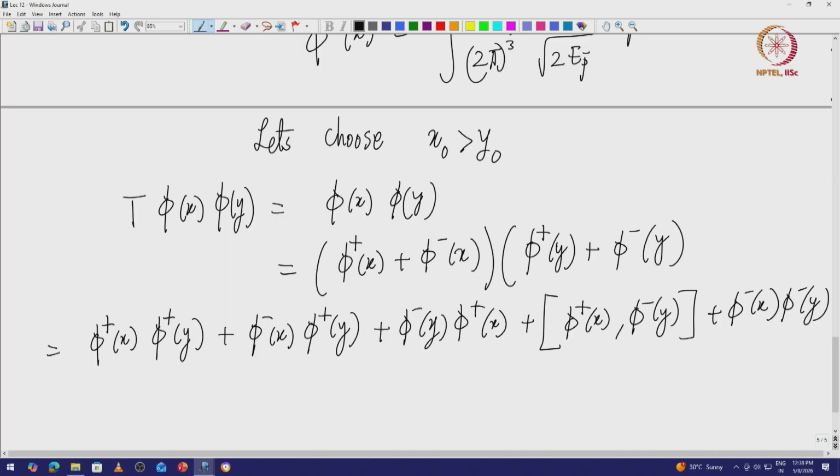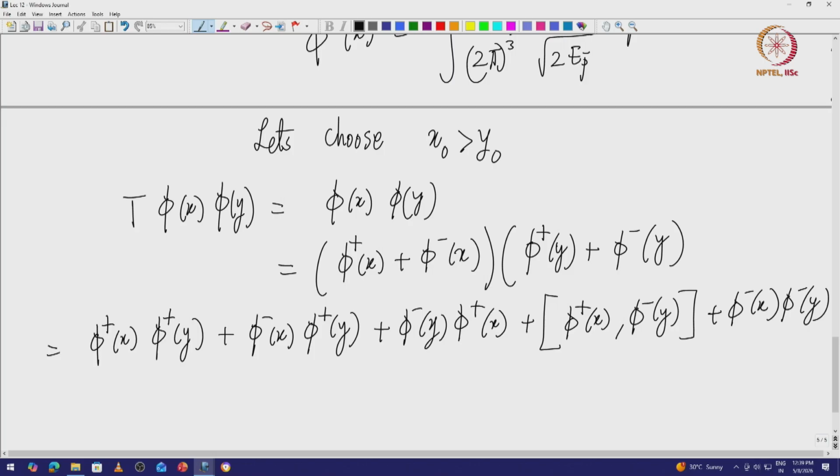Then I added and subtracted this, meaning I am adding these terms: pi minus of x multiplying pi plus of y, and pi minus of y multiplying pi plus of x. But then I added this commutator, which essentially is pi plus of x pi minus of y minus pi minus. So you are adding and subtracting. Essentially the basic idea is that you are adding and subtracting.